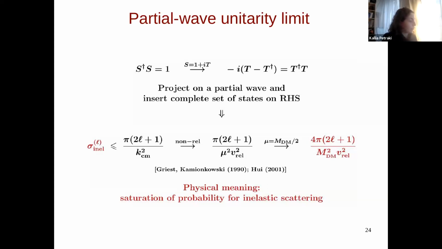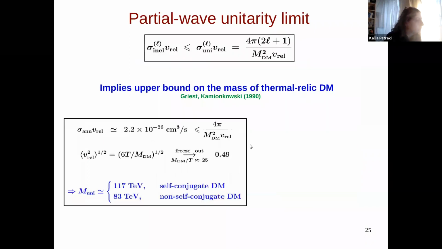I just want to point out here that the unitarity limit physically means that the probability for inelastic scattering is equal to 1. And of course, we expect that it may be attained when the couplings are large enough, right? Okay, so keeping in mind the scaling of the unitarity limit with the velocity and the mass, let us see what, first of all, this means for dark matter.